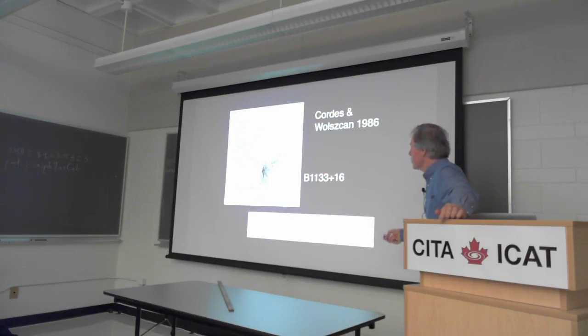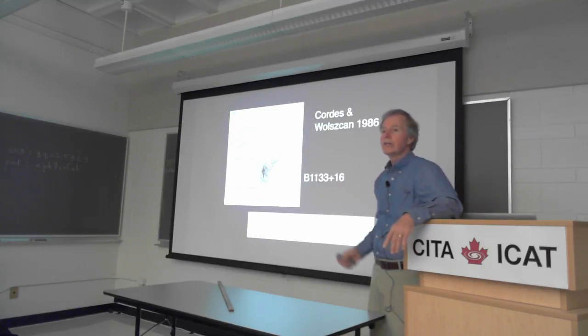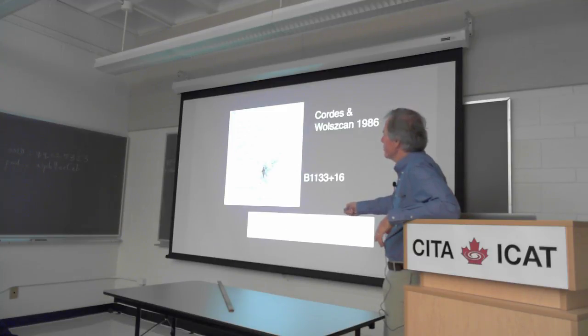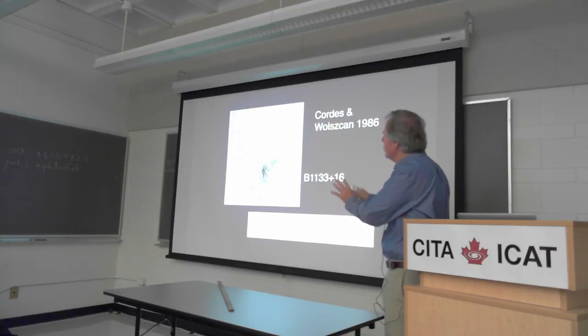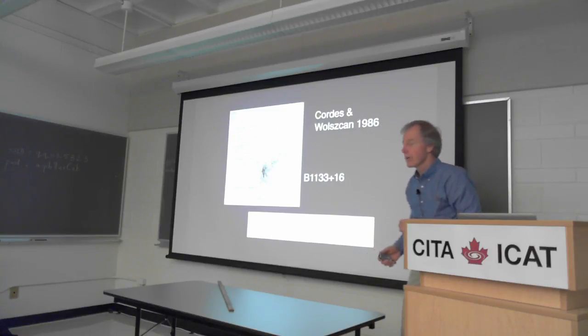But this didn't come out of nowhere. In fact, Jim Cordes was there first, Cordes and Wolszczan in 1986, and work that Jim did earlier than that as well. This is a scintillation arc. It's right there. This is 1133+16. The axes are flipped around, and the quadrants are scrambled a bit. But this is the structure that we now know of as scintillation arcs.